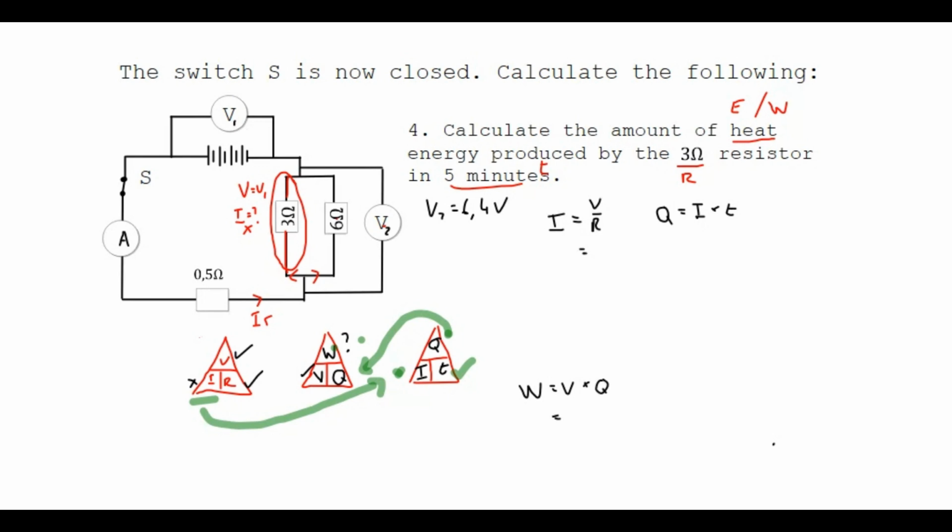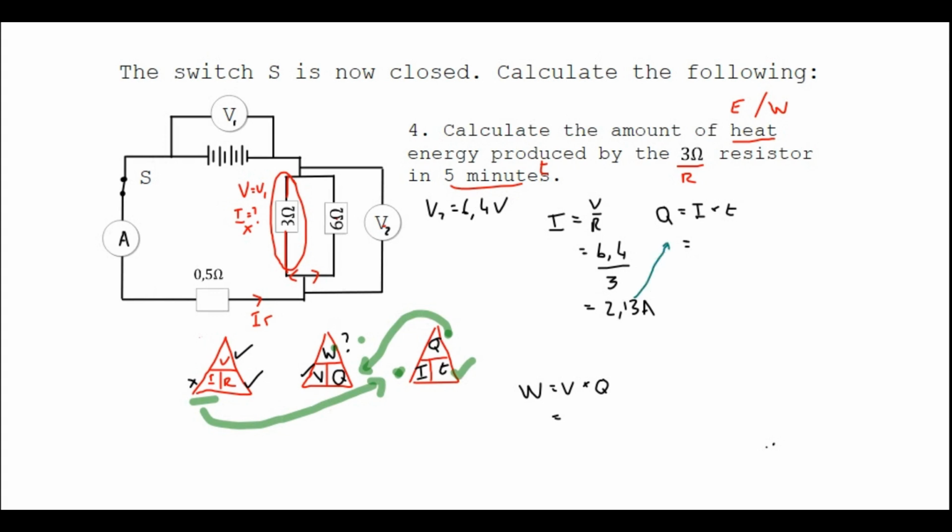Alright, so we are going to follow this system. V, 6.4 volts, divided by your resistance, which is 3. And that equals, using your calculator, you get the current as 2.13 amps. Cool, now we need to use that current in our formula up there.